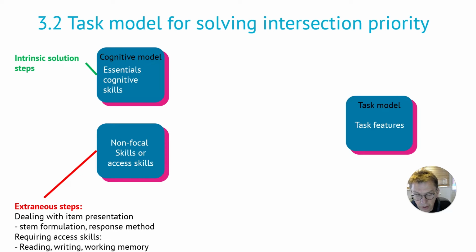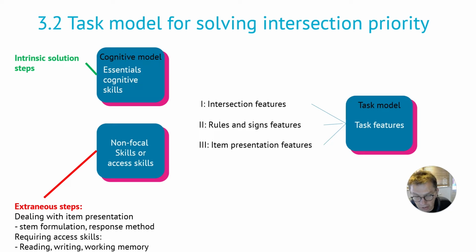On the other hand, we describe the task features that are part of each item, including intersection features, such as the number of crossing roads, and then the number of kinds of traffic rules presented, and finally, item presentation features, the type of the stem, the way to respond. These features are related to the essential cognitive skills, but also partly to the non-focal skills. Through the relation with item difficulty and item discrimination, we come to know more about what drives the parameters and for what reasons.